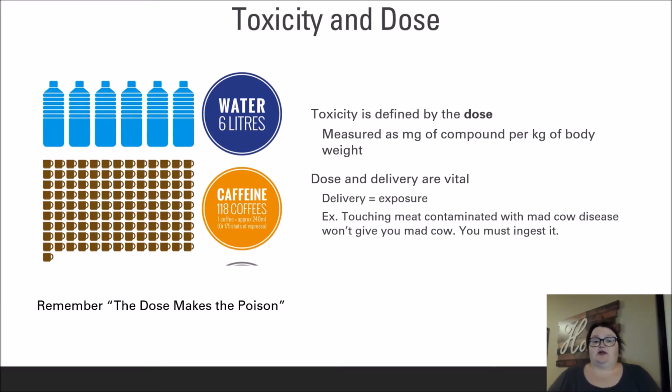Dose is typically measured as milligrams of the compound per kilogram of body weight. This allows for the comparison of toxin levels between various organisms with similar body systems, or between different individuals of the same species. For instance, water and caffeine can be toxic, but only at very high doses. 6 liters of water in a short time could kill you. 118 coffees in a short time could kill you. In fact, it could cause severe cardiac arrest.